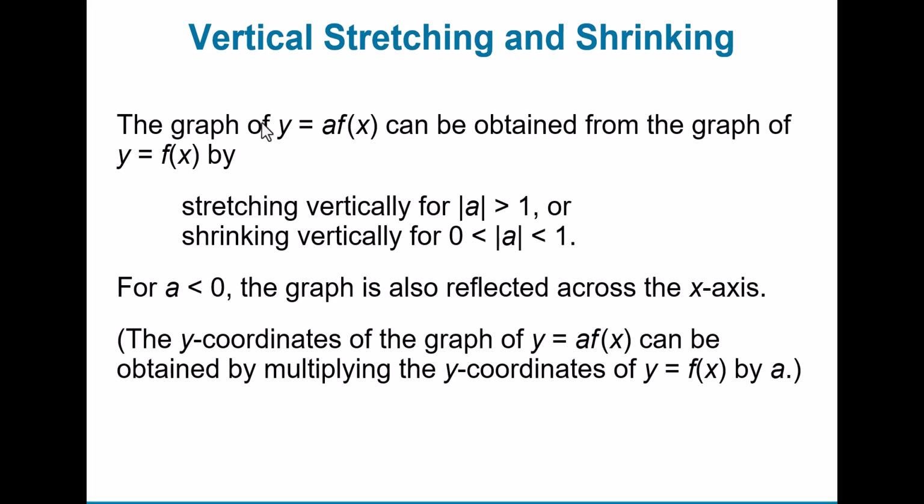Vertical stretching and shrinking. So if I have a graph and I have a constant out front, if this constant absolute value is greater than 1, then it's stretching it vertically. If it's between 0 and 1, it's shrinking this function as well. If it's less than 0, notice the graph is also reflected across the x-axis, but we can find these coordinates based on, just as you did before, plugging values into the function and plotting points.